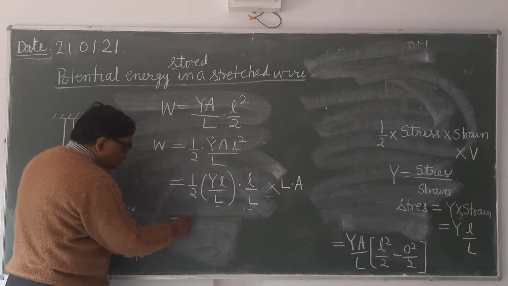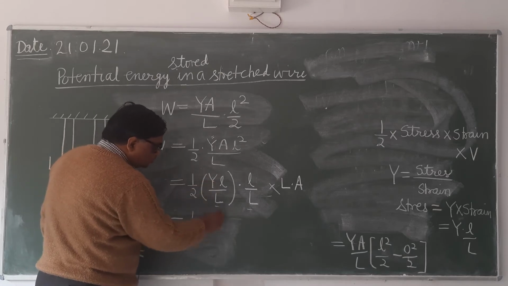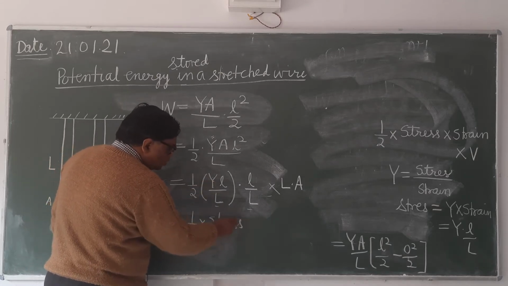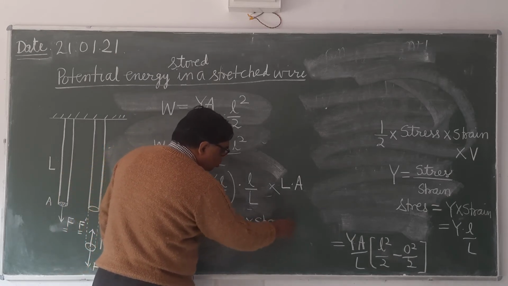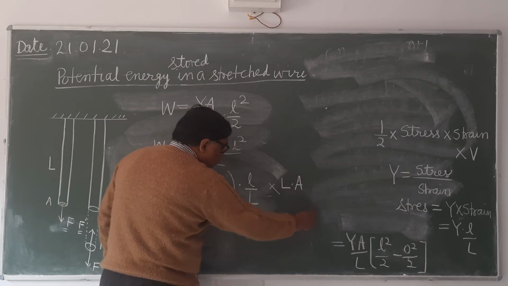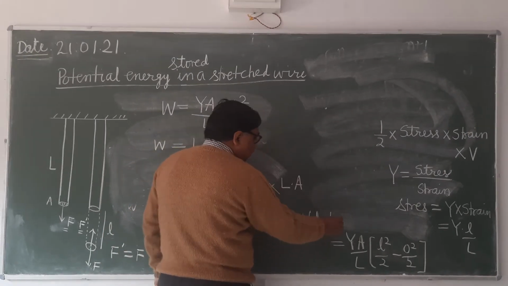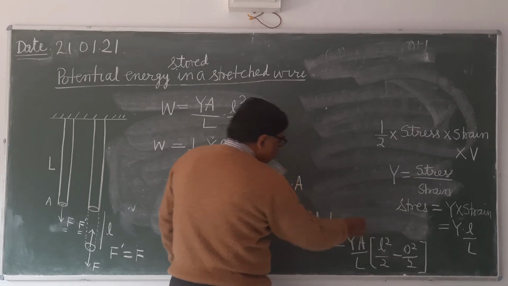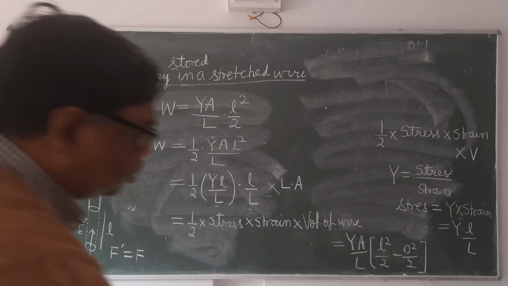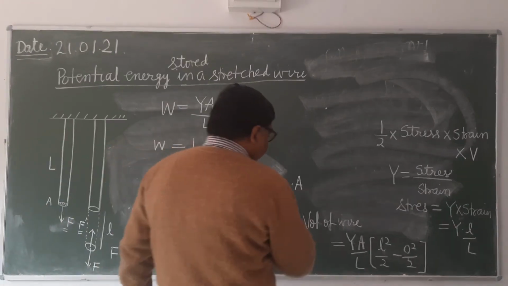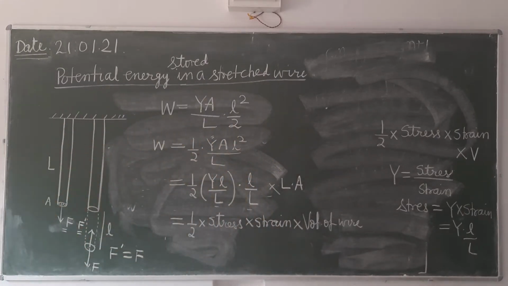So you write down 1 upon 2. This is stress into strain into volume of wire. Now all of you write down: work done W equals 1 upon 2 stress into strain into volume of wire. You write down this.